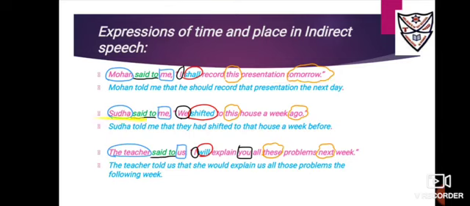Next, Sudha said to me, "We shifted to this house a week ago." Underline the reporting verb, said to. Circle the reported verb, shifted. Now shifted is a simple past tense. You have to change it to past perfect. So shifted will change to "had shifted". Dealt with the verb. Now go for the speaker.